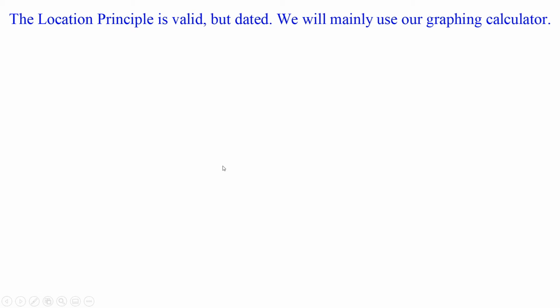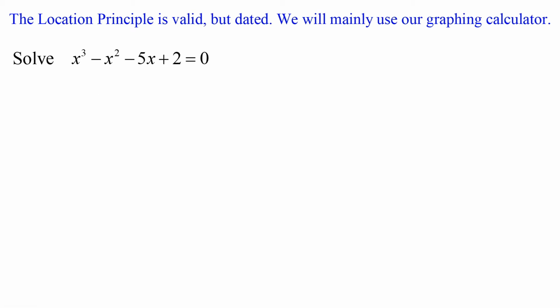So the location principle is valid but dated. We will mainly use our graphing calculator to find the roots of complicated polynomial equations. So let's start with, and we're going to finish with this actually, we're going to solve the cubic equation x to the third minus x squared minus 5x plus 2 equals 0.